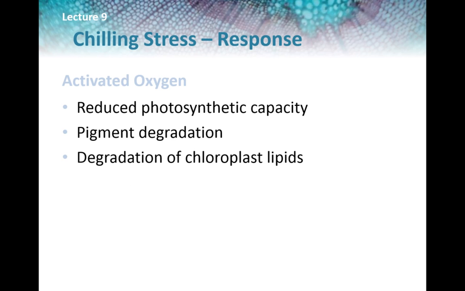Severe chilling stress can go beyond photoinhibition, leading to chlorophyll breakdown and peroxidation of chloroplast lipids. The highly unsaturated membranes are susceptible to activated oxygen species attack and subsequent chain reactions. Those will lead to reduced photosynthetic capacity, pigment degradation, and degradation of chloroplast lipids.